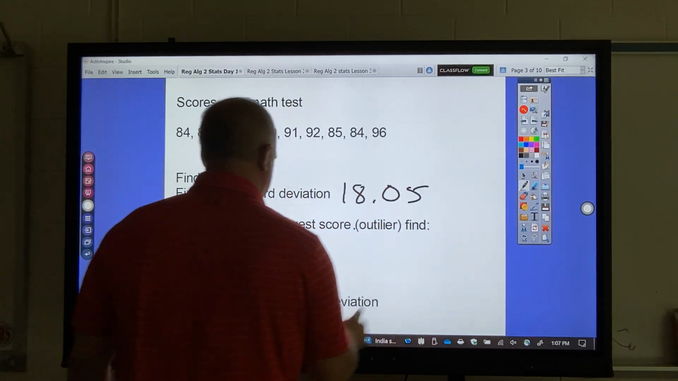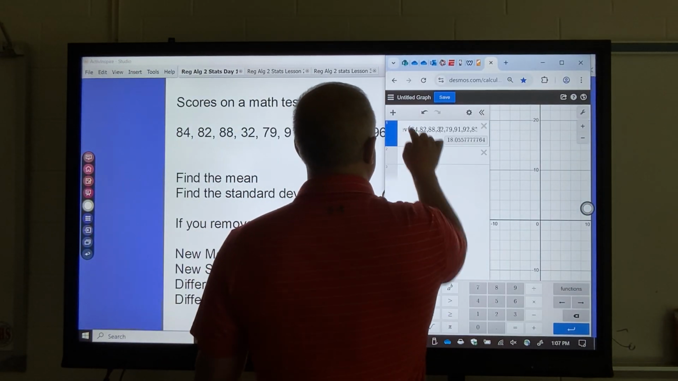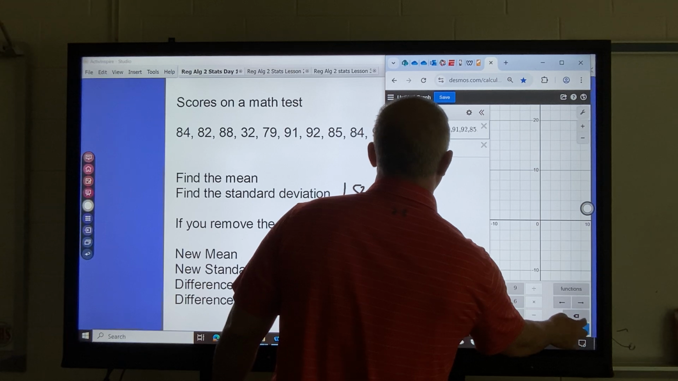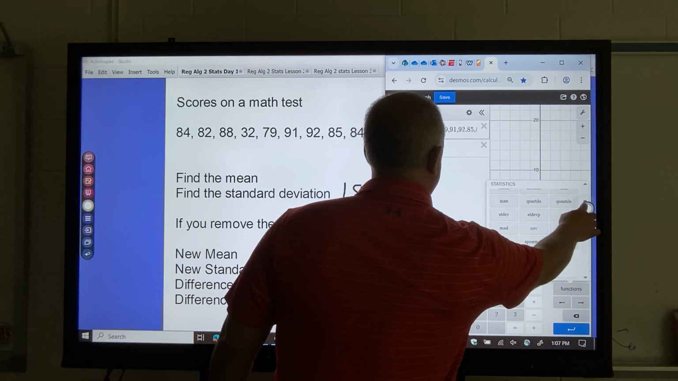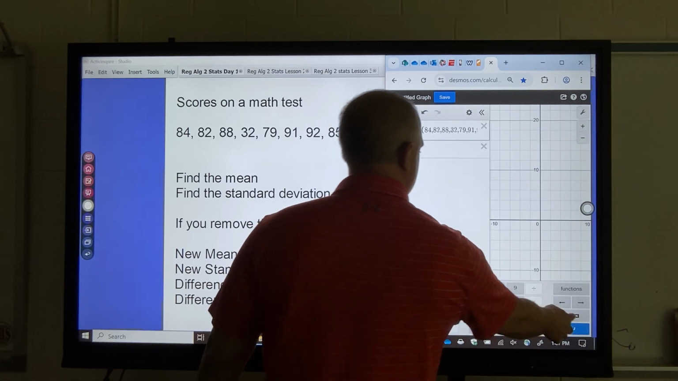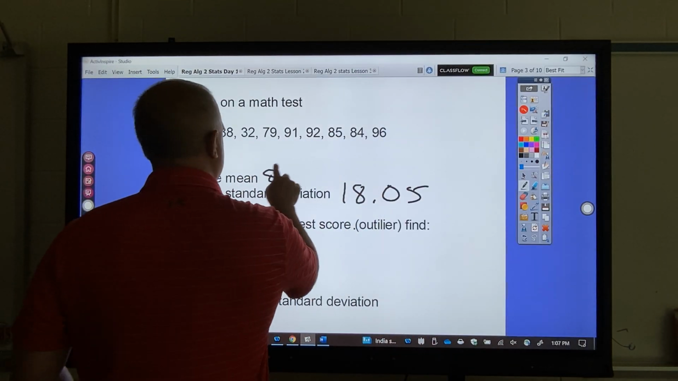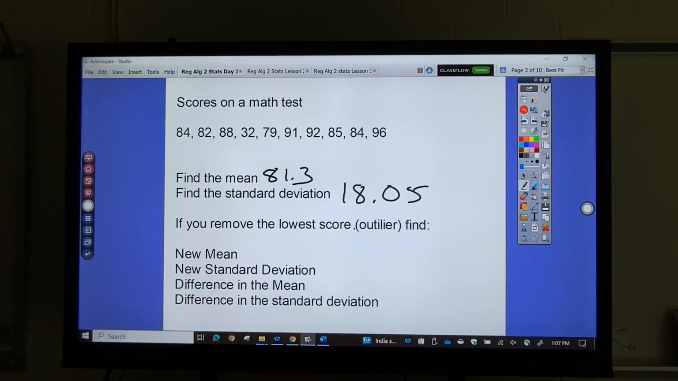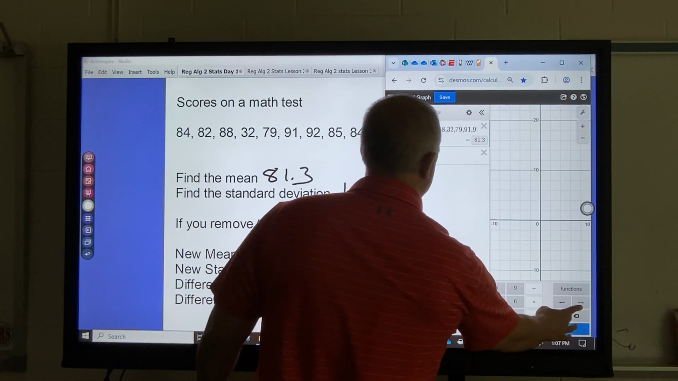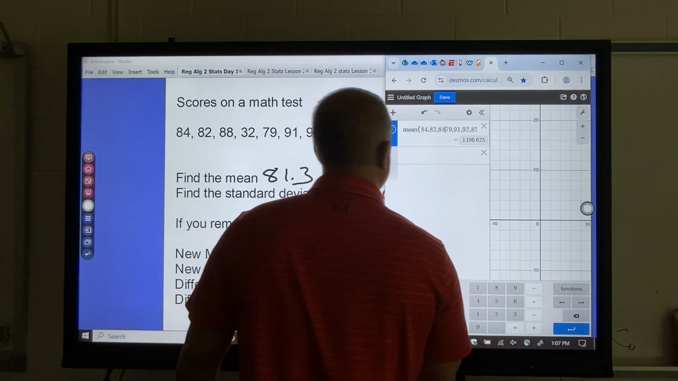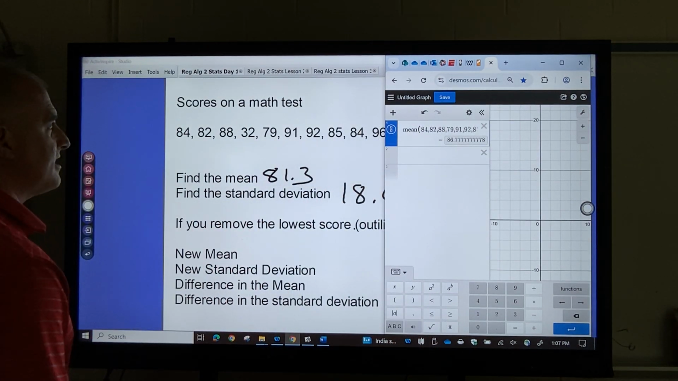Let's go back and find the mean. We'll delete that. Functions. Mean. 81.3. Now, if I were to delete the 32, watch what happens. I go to 86.7.